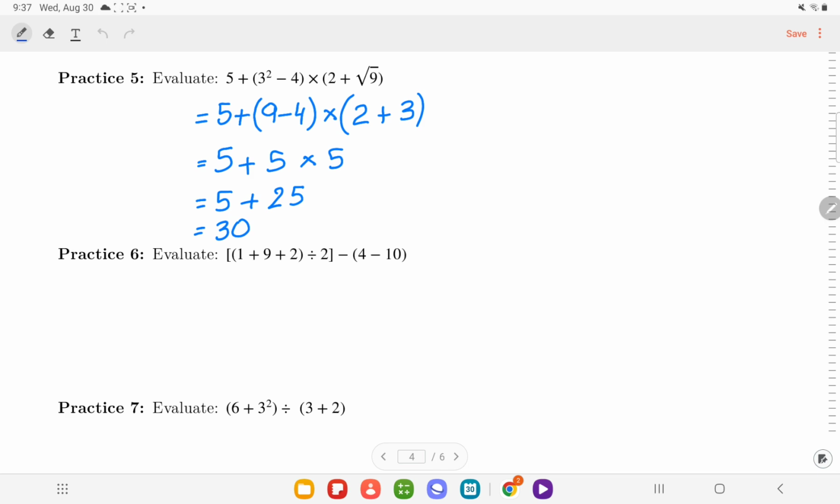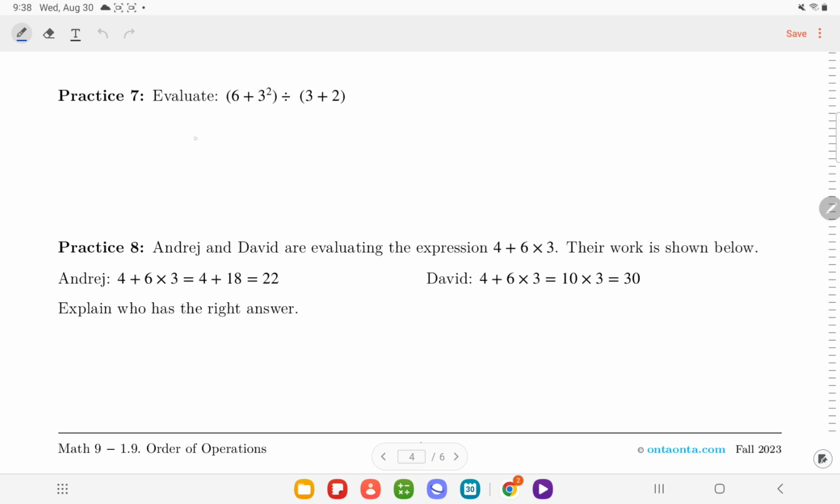Now try the next question and check your answer. Inside brackets, we have 6 plus exponent 3 squared. That's 6 plus 3 times 3 is 9. Divide by 5. 6 plus 9 is 15. Divide by 5 is 3.